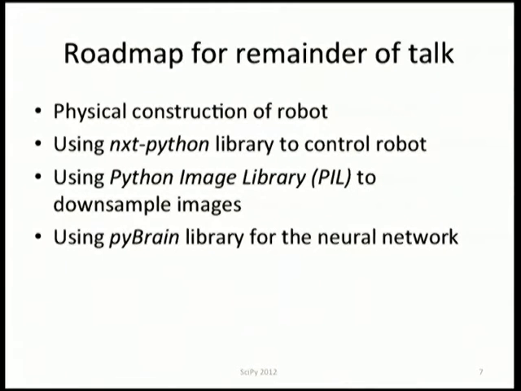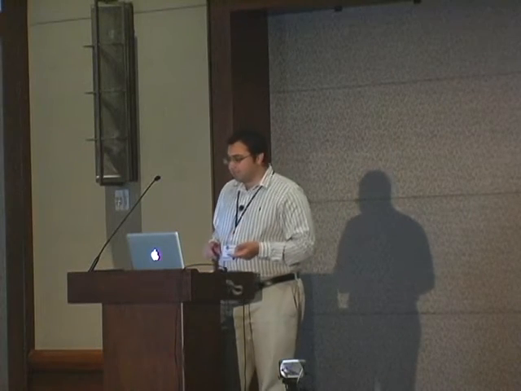For the remainder of the talk, I'm going to give you an overview of what I did, a bit of a tutorial, so if you wanted to do it yourself, you could use these steps. I'm going to talk about the physical construction of the robot, some interesting things that I learned. I'm then going to talk about a couple of Python libraries that I used to make this work. Specifically, I used the NXT Python library to control the Lego Mindstorms motors. I used the Python image library, just like Byron before me, to downsample the images before feeding them into the neural network. And finally, I used the PyBrain library for the neural network stuff.